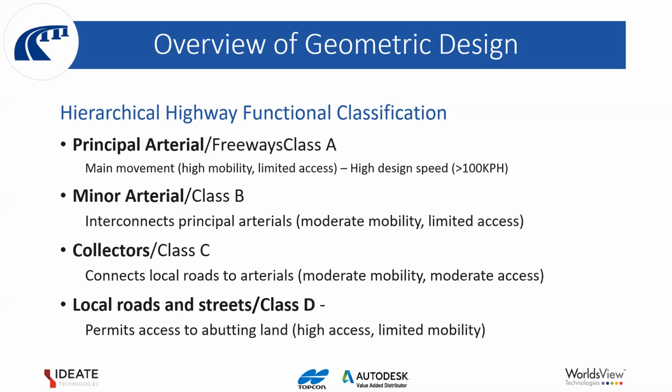Then we move to the next class, which is the minor arterial or class B, which interconnects the principal arterials or freeways with moderate mobility or limited access. Then after that, there's the collector or class C, going down to class D, which basically provides more access than mobility. So those are some of the classifications that you should have in mind, and we will look at how you can use both Civil 3D and Infraworks to define each of those functional classifications.